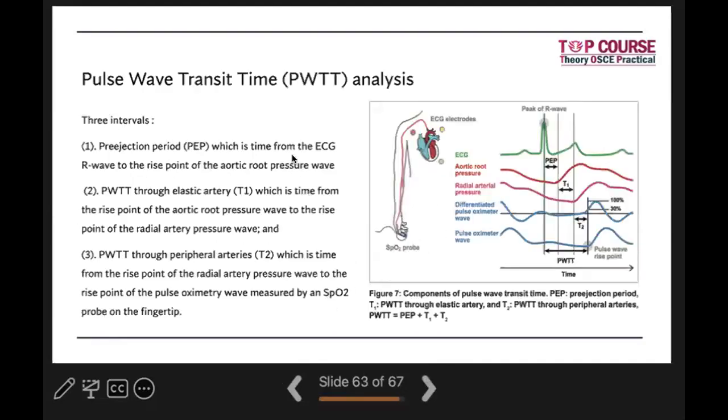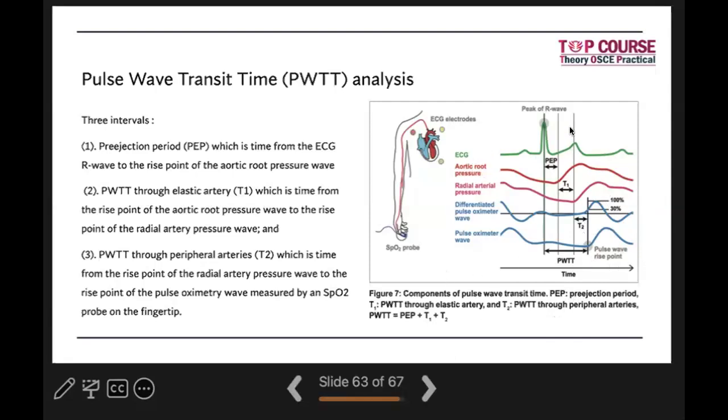That is being assessed by 3 different periods. One is the pre-ejection period, from the time of the ECG R wave rise to the point of the aortic root pressure wave. And there is a second phase called the pulse wave transit time through the elastic artery, that is T1, the time from the rise point of the aortic pressure wave to the rise point of the radial artery pressure wave. And then comes T2, which is from the rise point of the radial artery pressure wave to the rise point of the pulse oximetry wave measured by the SpO2 probe on the fingertip.